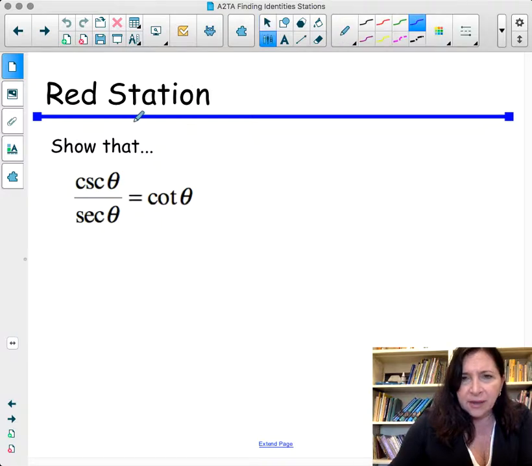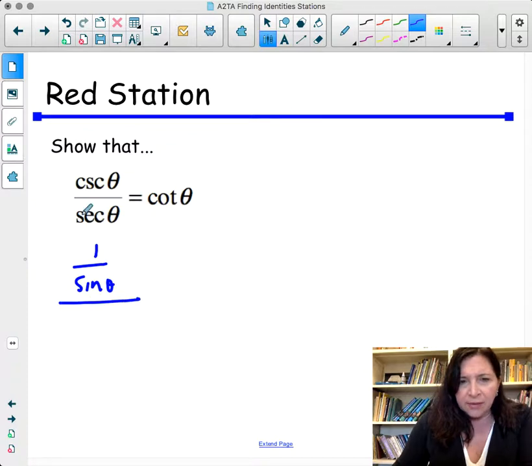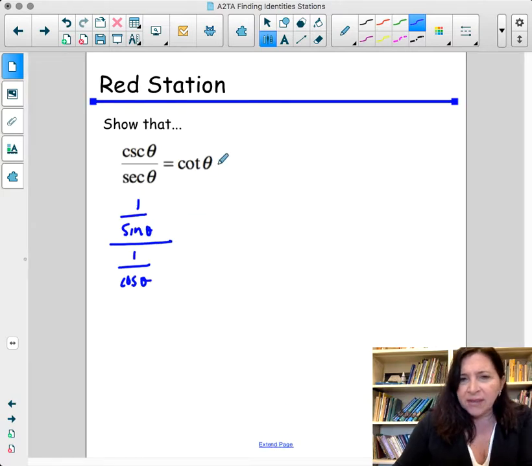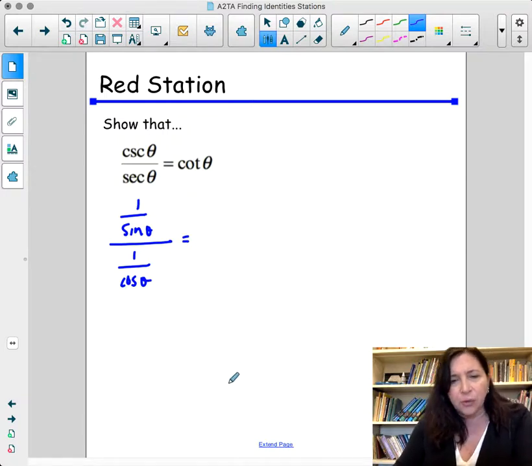And in doing that, we're going to start off and set cosecant to its reciprocal function, which is 1 over sine of theta. And this one right here, which is 1 over cosine of theta. And our objective is to make that equal to cotangent of theta. So we're going to keep simplifying the left side until it is equal to the right side.